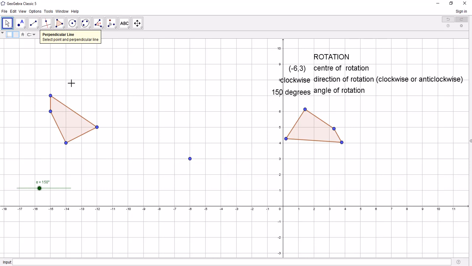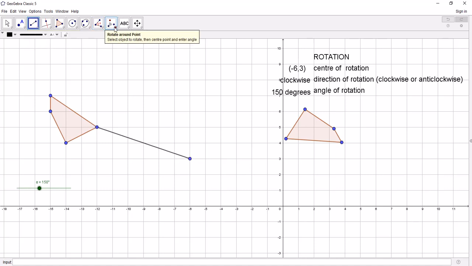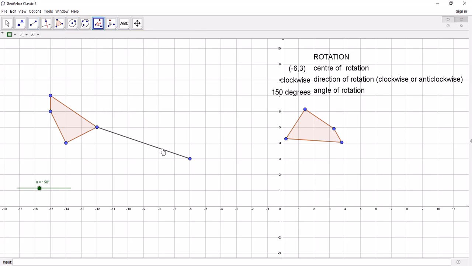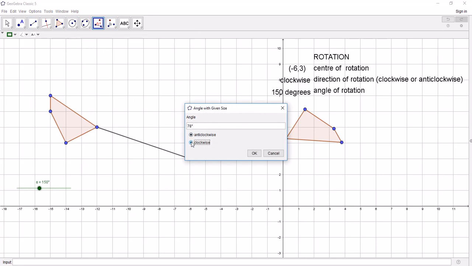Now, the trick is to draw a line between one of your points that you think you could recognise easily, and your centre of rotation. Now what we're going to do is measure an angle of 150 degrees. So from here, I'm going to measure an angle clockwise of 150 degrees.